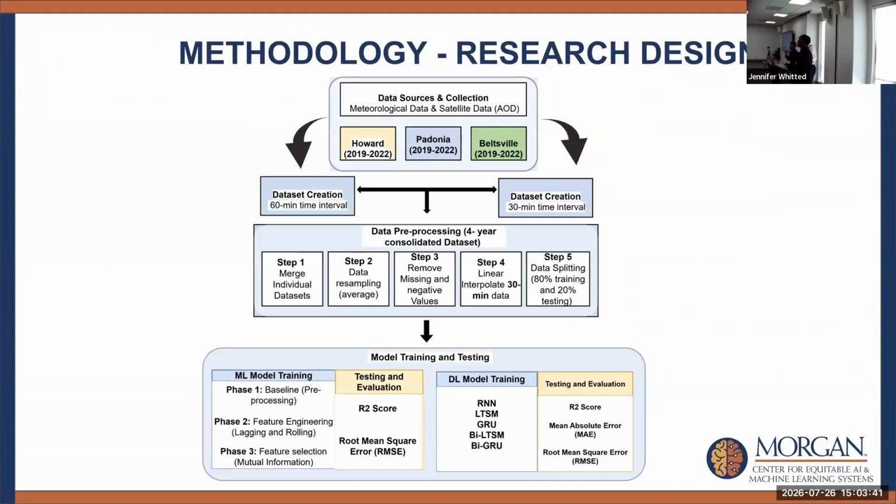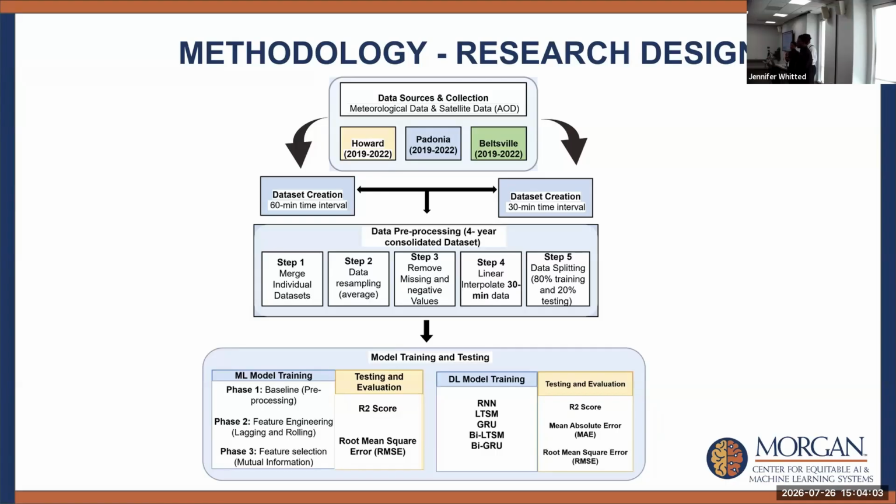I'm walking you through the project workflow. The first stage was to collect the data. Our data came from 3 locations: Howard, Fredonia, and Belgium. This data was from 2019 to 2022, so 4 years worth of data. After that, we split the data into 2 sets. The first was the 60-minute time interval, and the second was the 30-minute time interval.